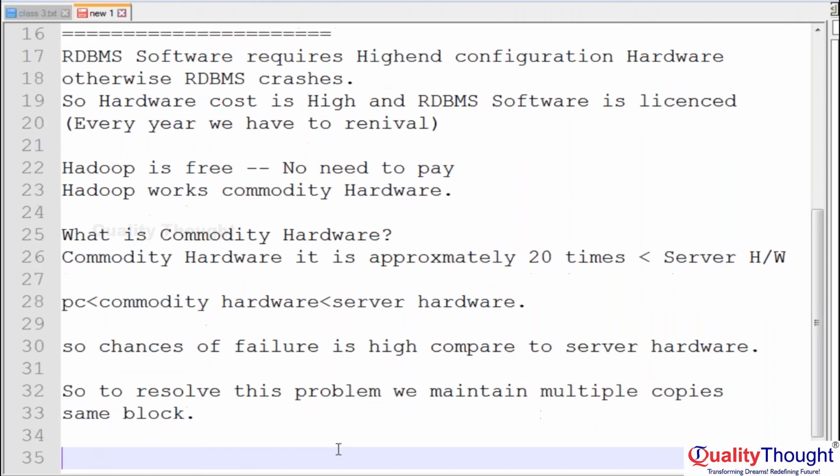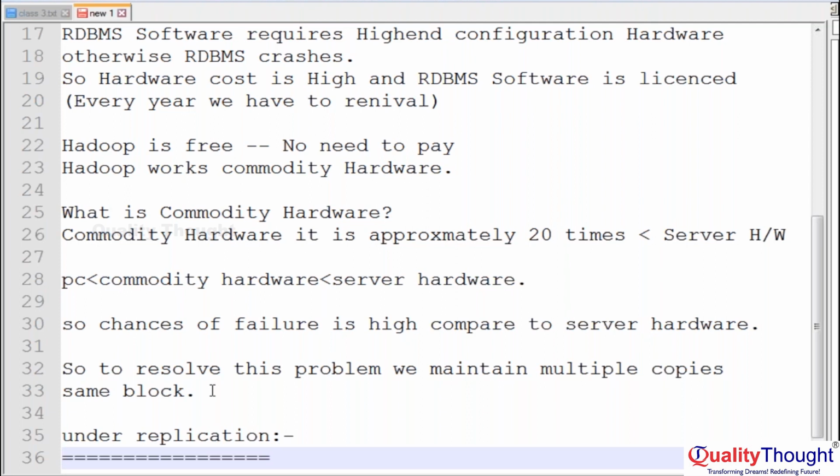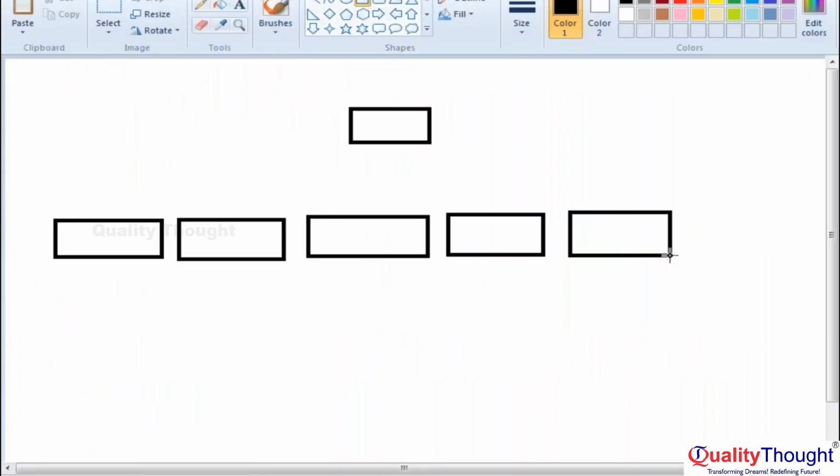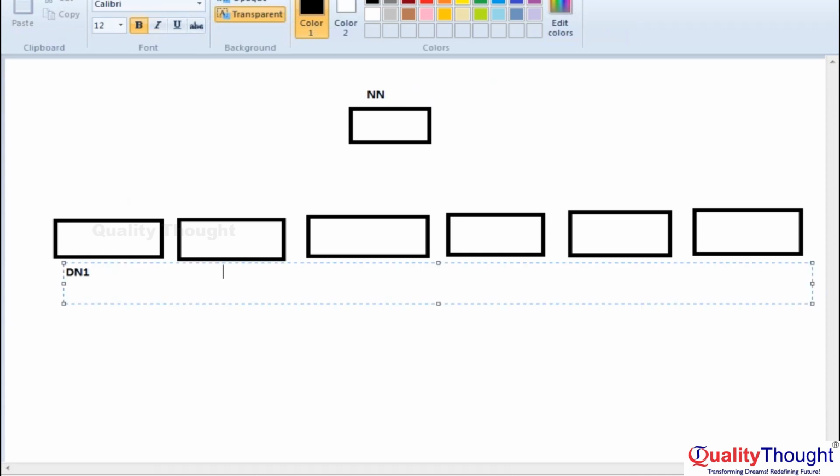Next important one, under replication. Before discussing under replication, let's once again see how a file is placed in a Hadoop cluster. Assume we have 6 slave machines and 1 master machine. This is the name node, and data node 1, data node 2, data node 3, data node 4, data node 5, data node 6.